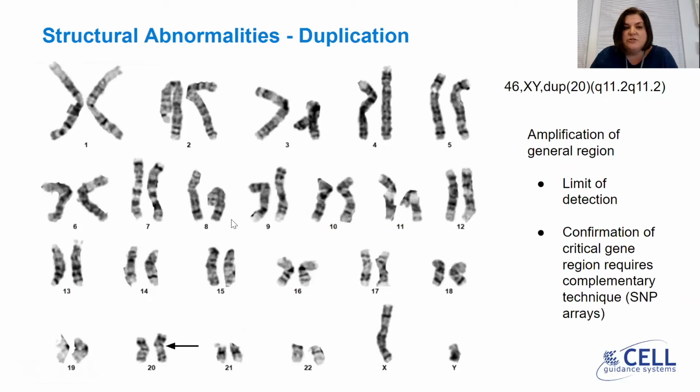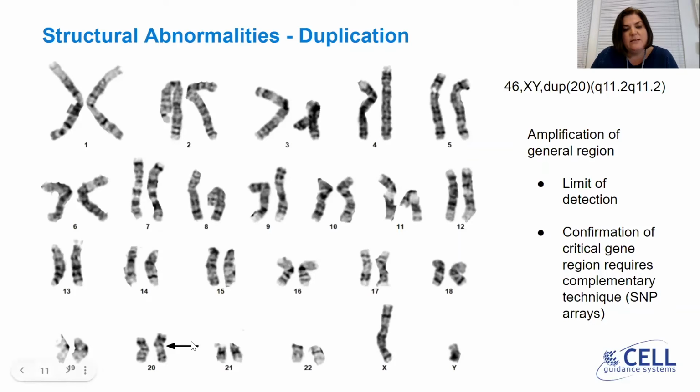So we have another structural abnormality here. It's duplication. It results in the same 20q gain as I discussed on the previous slide. So the reason to show you this slide is because we have duplication of the 20q11.2 band, and it's quite subtle. This is about at the limits of resolution that we can expect to see on G banding.